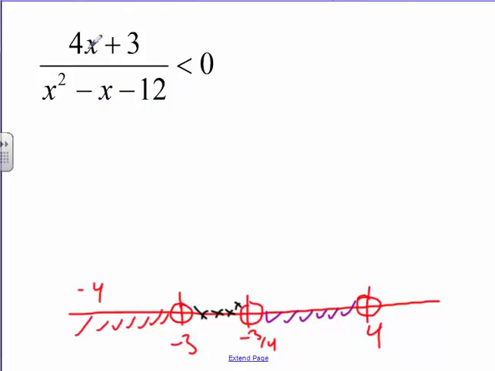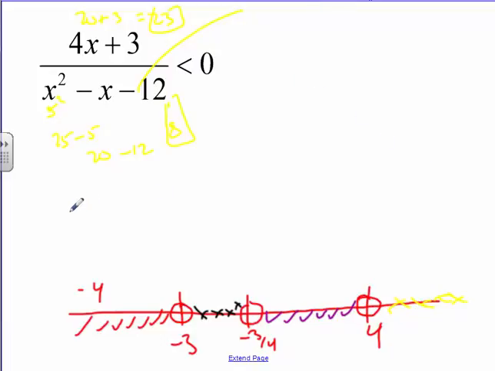Number bigger than 4, let's go 5. 4 times 5 is 20, plus 3 is 23. 5 squared would be 25. You'd be minusing 5 to get you 20, and you'd be minusing 12 to give you 8. 23 over 8 is a positive number. Positive numbers would not be less than 0, so we don't have answers here.